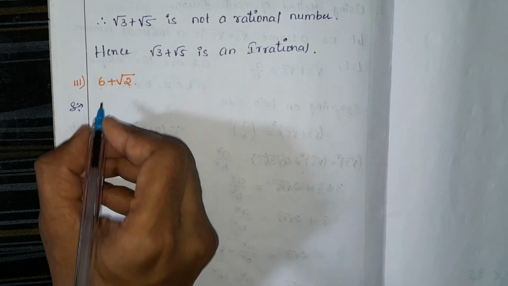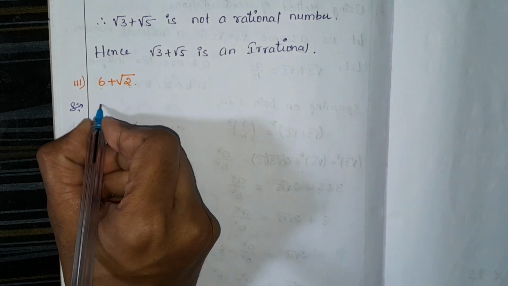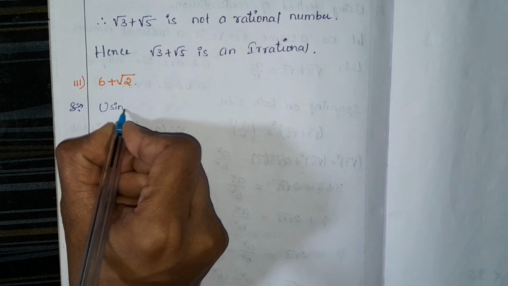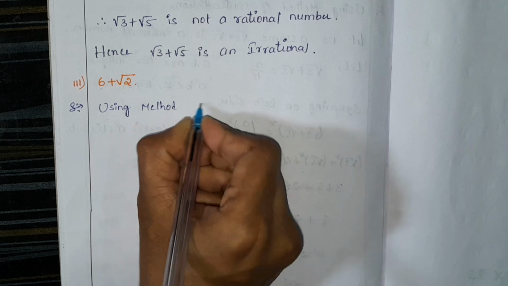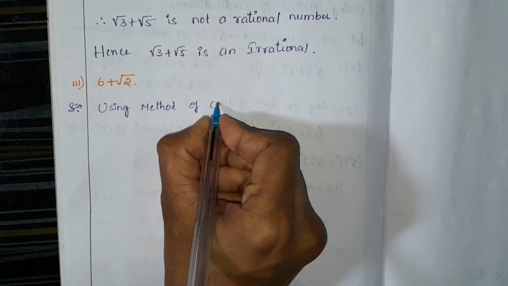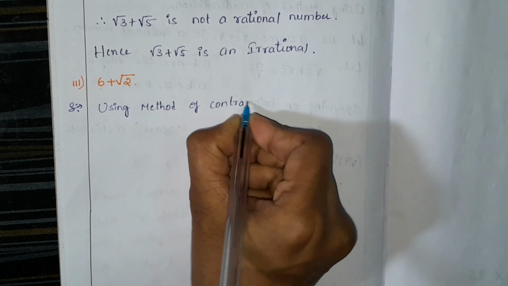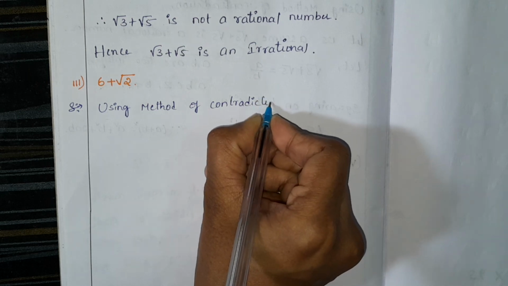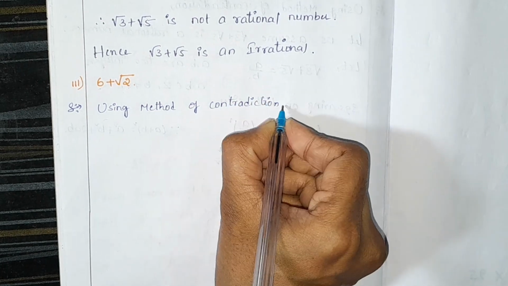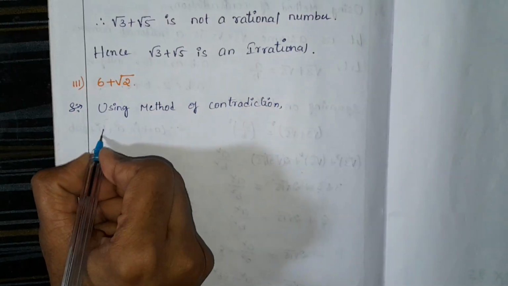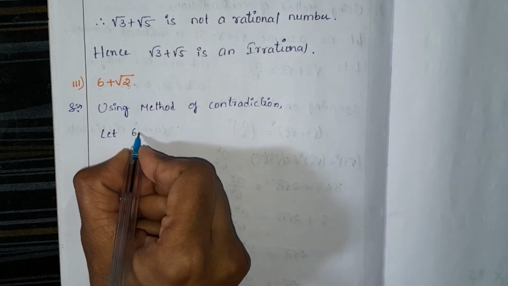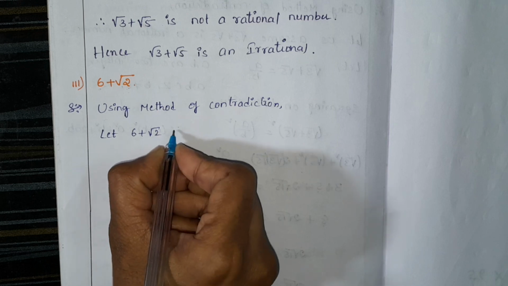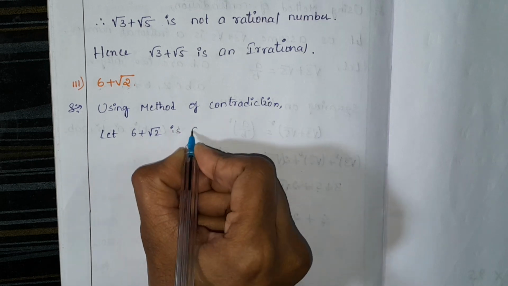For that, we are using the method of contradiction. Using contradiction, we assume 6 plus root 2 is a rational number. So let us assume 6 plus root 2 is a rational number.